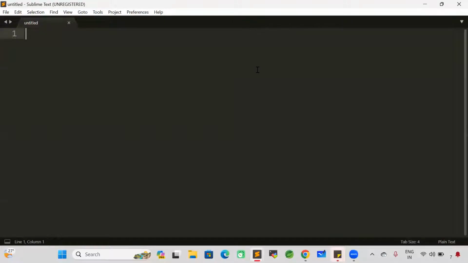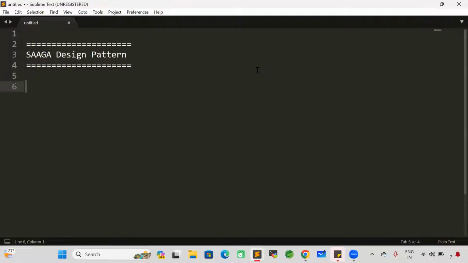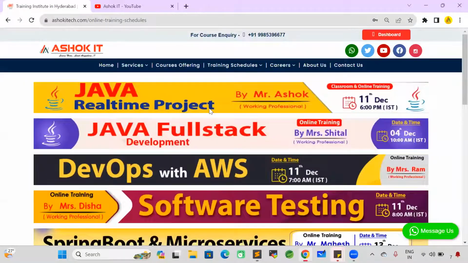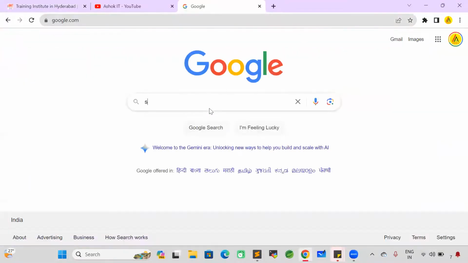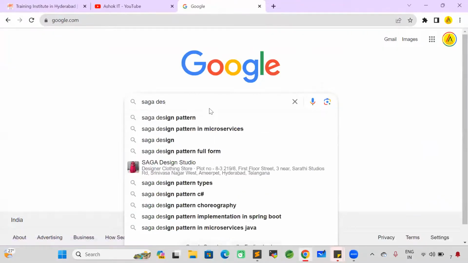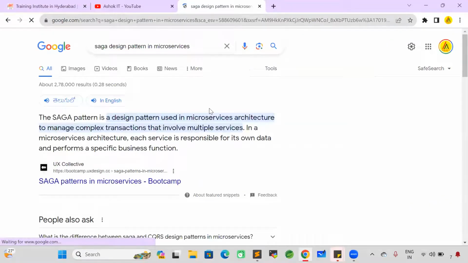Good. So today we are going to start with one more topic, which is called the SAGA design pattern. We are going to talk about one concept called the SAGA design pattern. What is this SAGA design pattern and why do we need to go for it? Let us first check what the SAGA design pattern in microservices is.